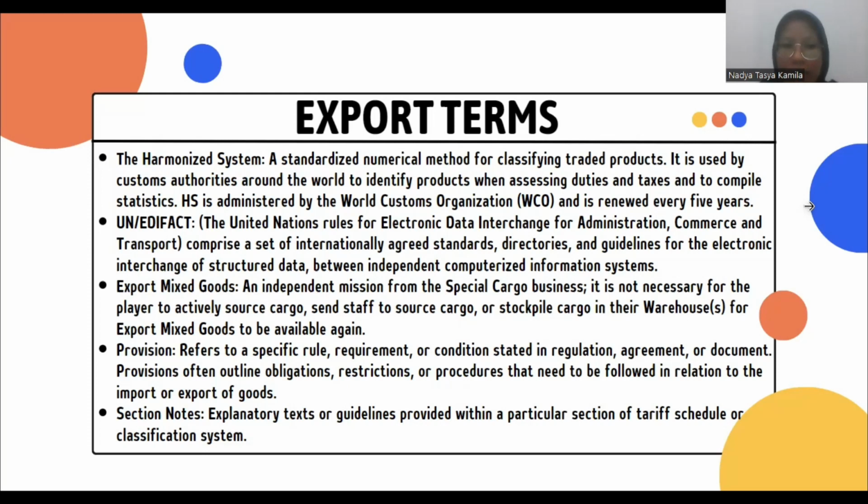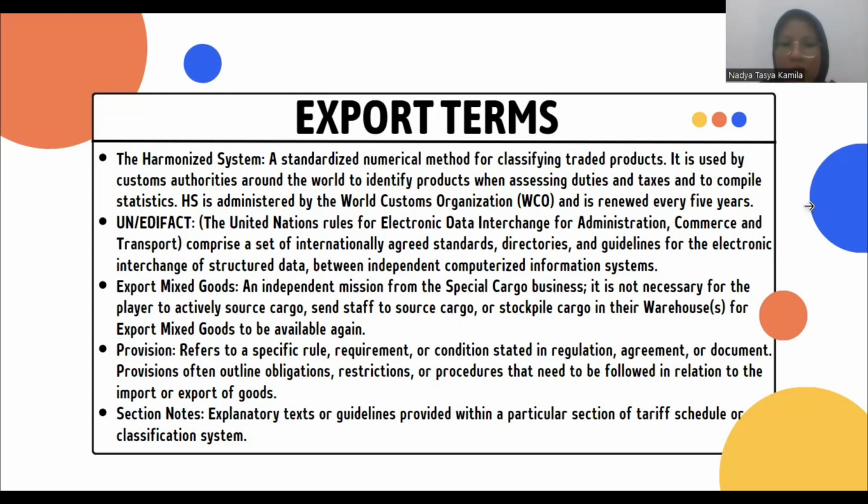UN EDIFACT, the United Nations rules for electronic data interchange for administration, commerce, and transport, comprise a set of internationally agreed standards, directories, and guidelines for the electronic interchange of structured data between independent computerized information systems.